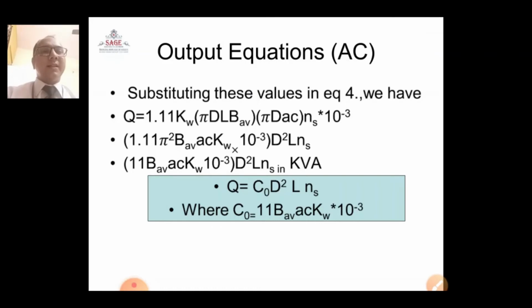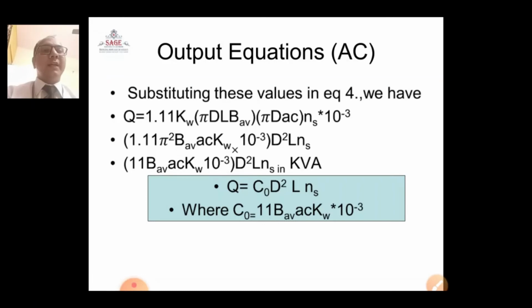Isn't this derivation very similar to, now it is looking similar to a DC? But there is a small difference, not in terms of d square L, because this quantity is common and generally represents the volume of the machine also. So this is common between AC and DC output equations.